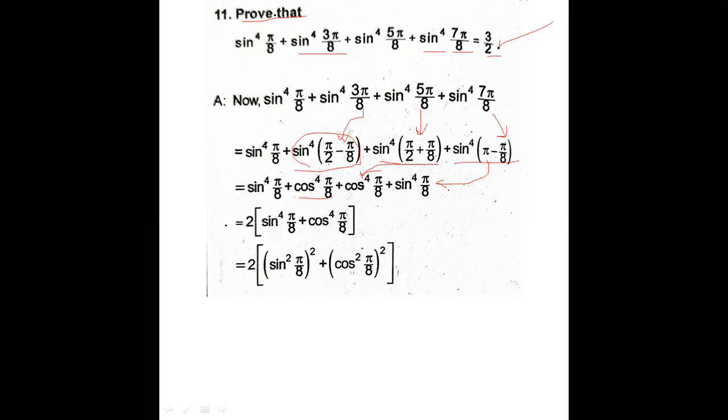Now, it can be written as 2 into, because 4 sine power 4 pi by 8 plus sine power 4 pi by 8 is 2 sine power 4 pi by 8. Cos power 4 pi by 8 plus cos power 4 pi by 8 can be written as 2 cos power 4 pi by 8. Right? Now, you can write it as 2 into, instead of sine power 4, we can write it as sine square whole square and cos square whole square instead of cos power 4. Can we write it? Yes, we can write it.